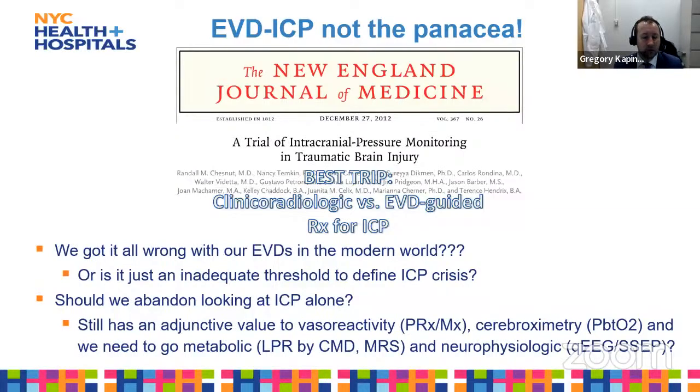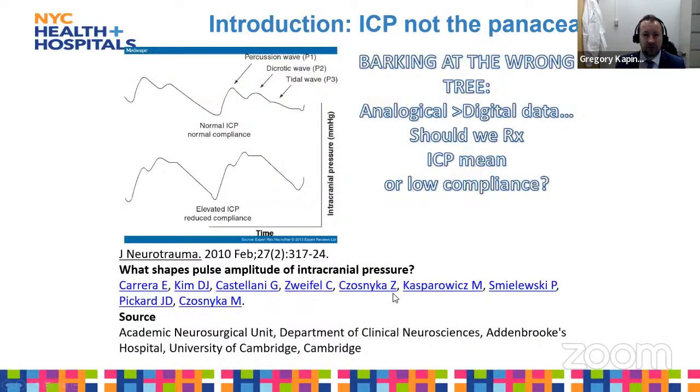So it's not that we got it all wrong with the EVDs in North America and in Europe. No, it just meant that we are inadequately thresholding or interpreting our ICP. Should it be that we abandon ICP? No, but as an adjunctive tool, we should look at other ways of informing our decisions for treatment.